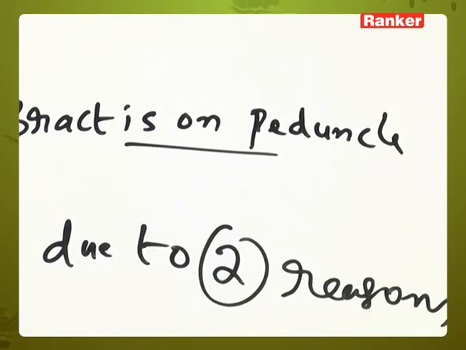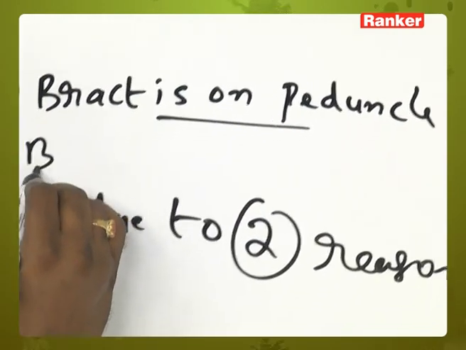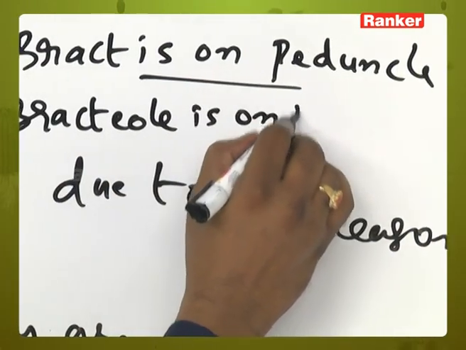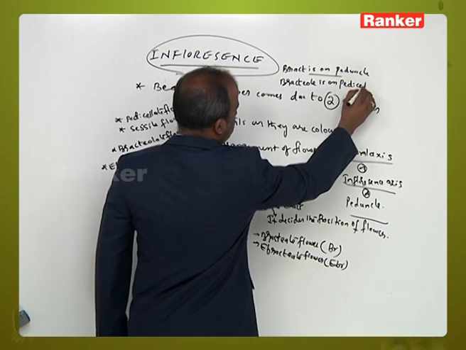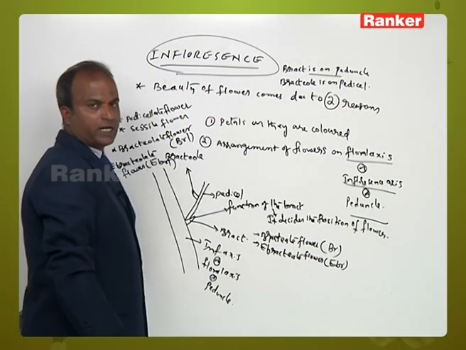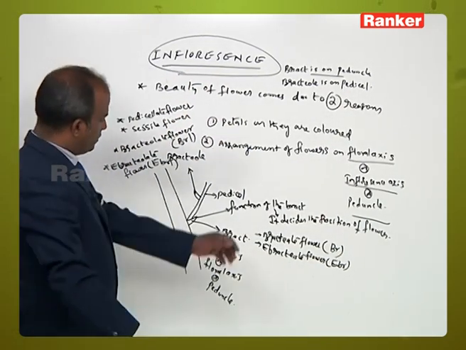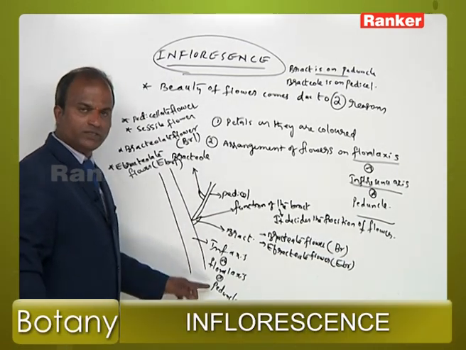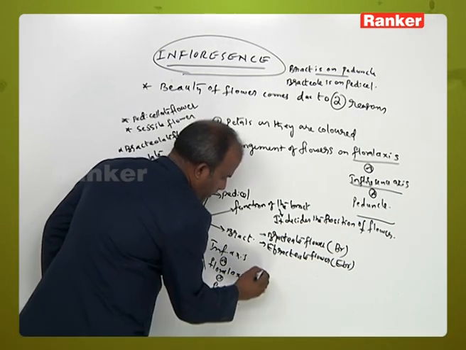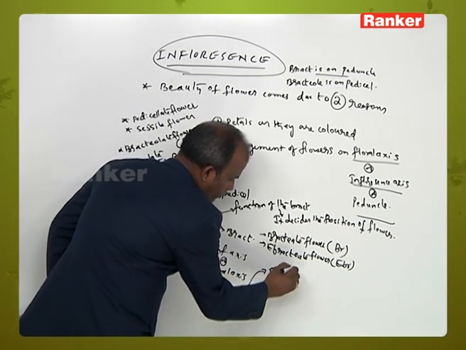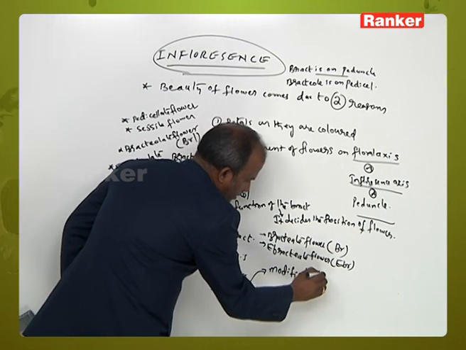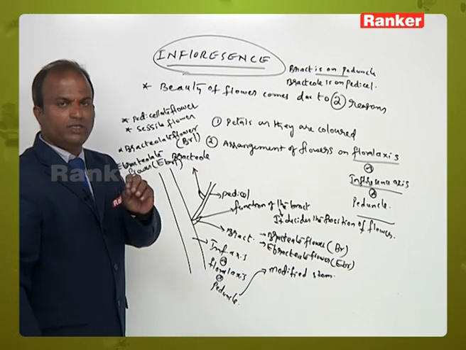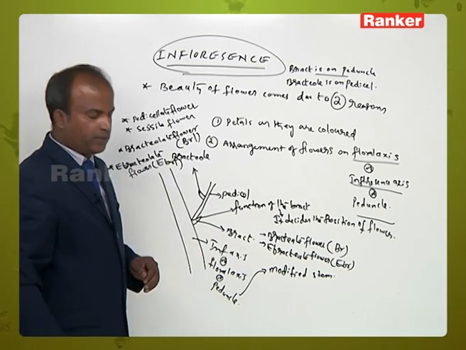Bract is on which one? Peduncle. Bracteole is on pedicel. Now, this peduncle, can we call this peduncle a modified stem? Yes, peduncle can be called a modified stem.